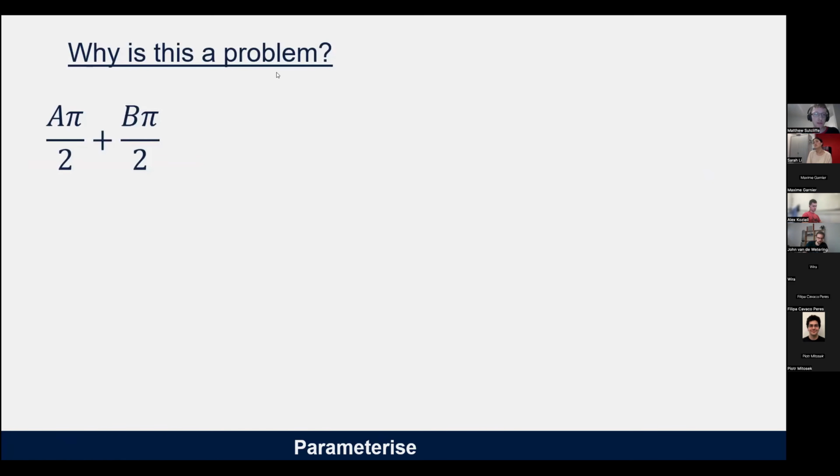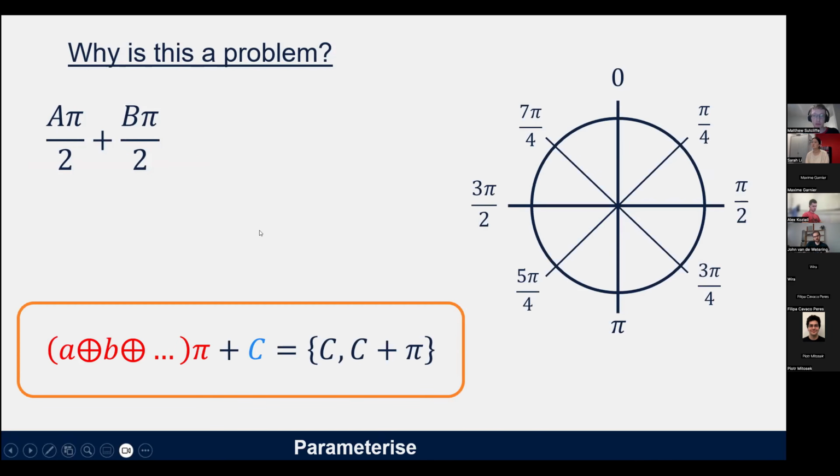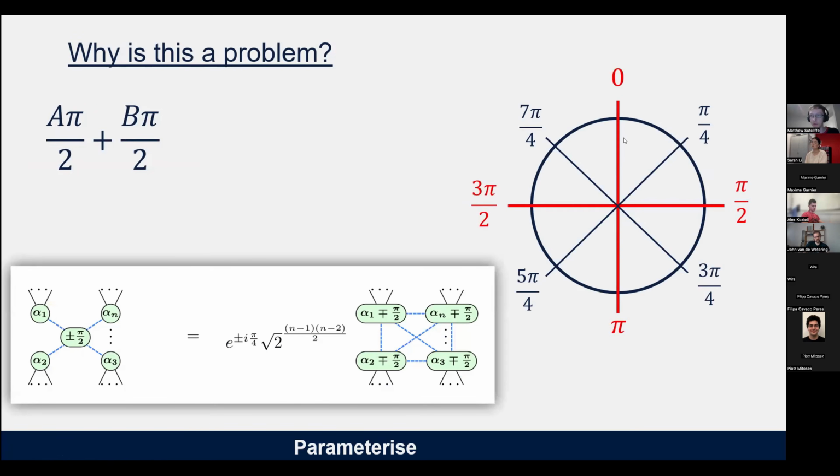Well, if we're allowing terms like a pi over 2, then by spider fusion, we're also allowing terms like this, and terms with an extra plus c pi over 2, which means that it no longer fits this rule that the domain is always two opposite points on this wheel. So it could be four possible points.